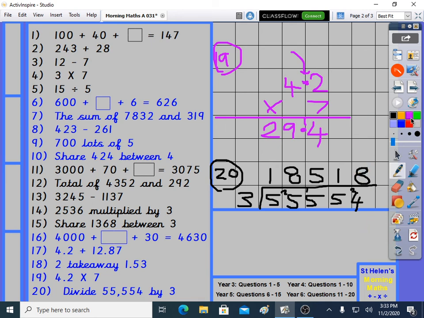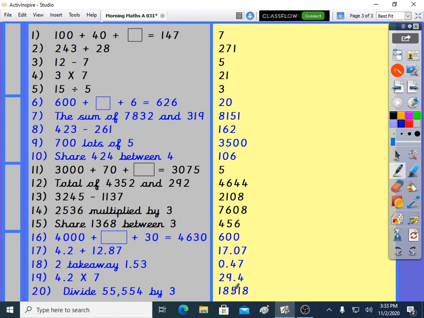I've got a feeling I did something wrong. Probably not. I'll just check. Sometimes I get this funny feeling that it might be wrong. But it looks okay. 18,518. Agrees with the answers anyway.